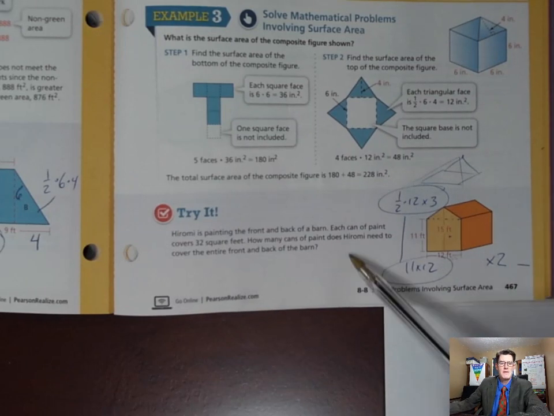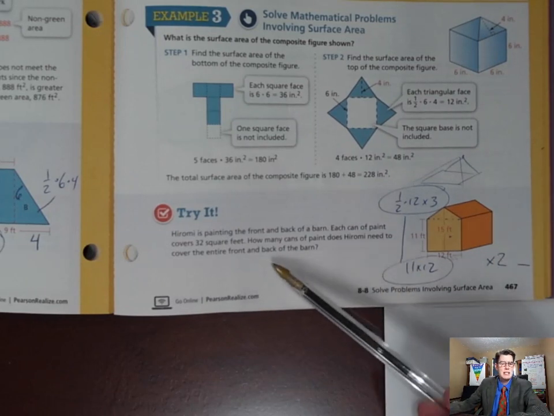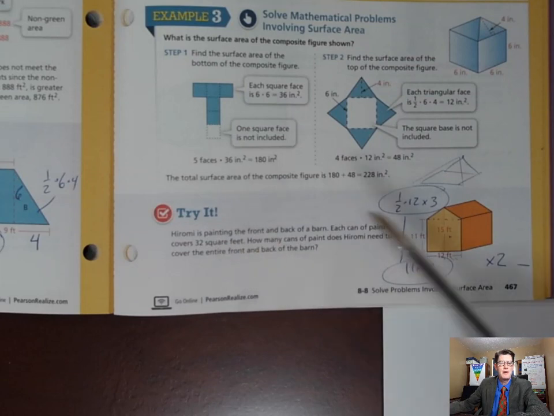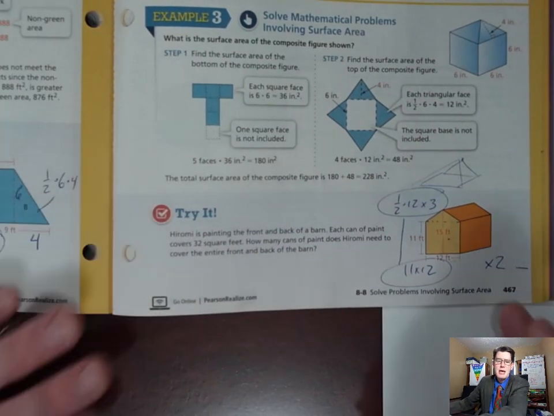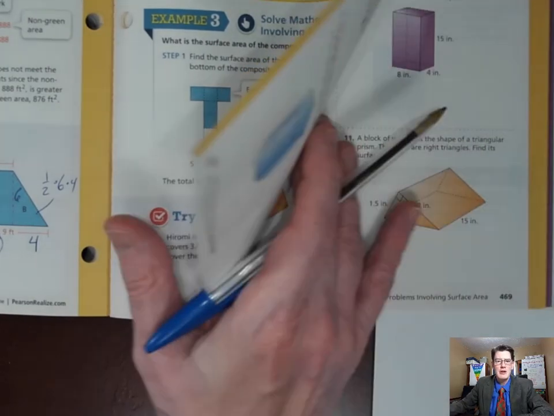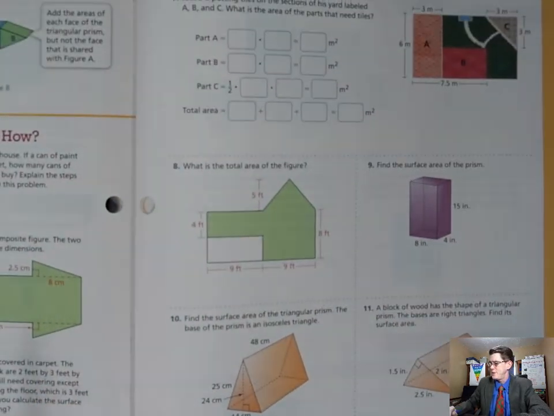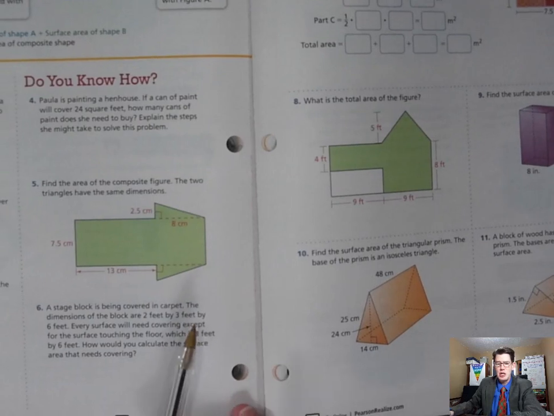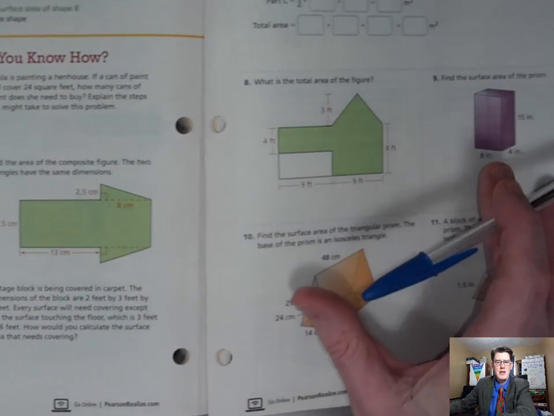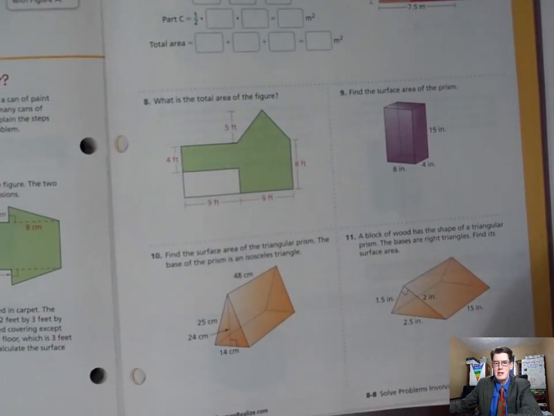Once you have all of that, how many cans of paint do you need? Because it's 32 square feet for every can of paint. So you have to divide it into the 32. But again, the whole point of this is just understanding the surface area is just cutting the shapes into knowable parts. You can try whichever of these you want to try to make sure you understand the concept.